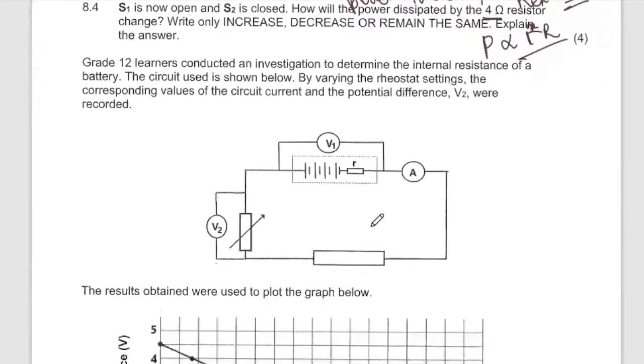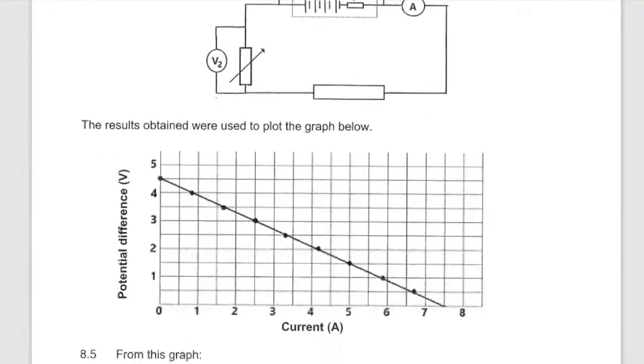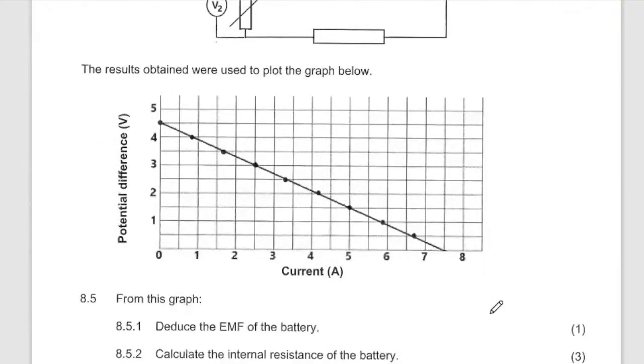Then 8.5. They are telling us that learners conducted an investigation to determine the internal resistance of the battery in the circuit below. Okay, and then a graph was plotted. From the graph, can we deduce the EMF? So EMF is basically where the graph normally starts, as long as it is potential difference against current. This graph is starting from 4.5. So the y-intercept, that is the EMF.